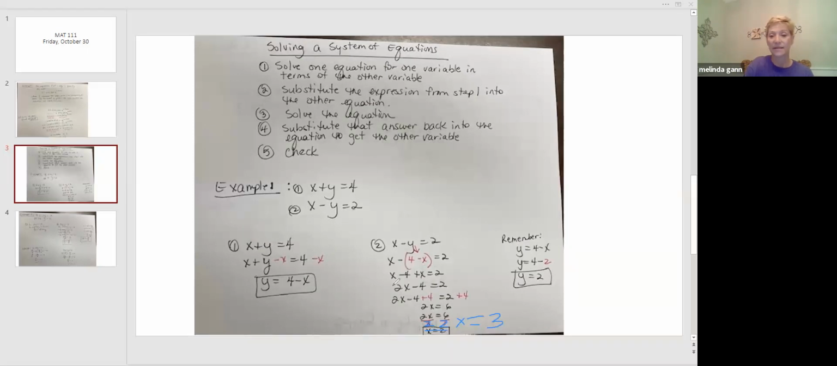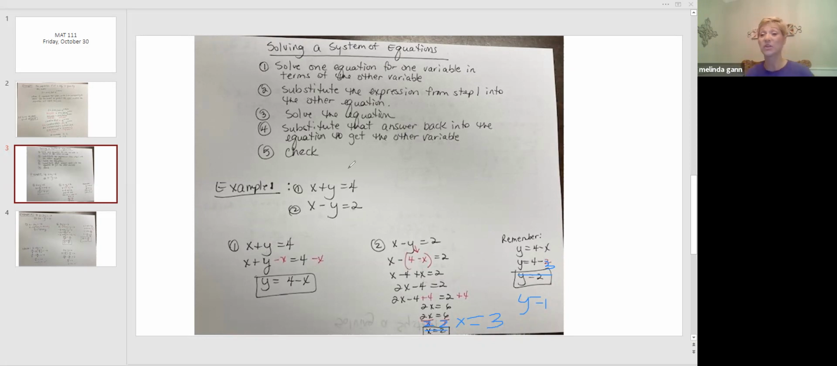Y is 4 minus X. So we found out our X was 3. So 4 minus 3 is 1. So Y is 1. So this is my answer. My answer is X is 3 and Y is 1. Okay, so let's go double check it. 3 plus 1 is indeed 4. All right, and 3 minus 1 is indeed 2. So when X is 3 and Y is 1, it makes both of these equations true.